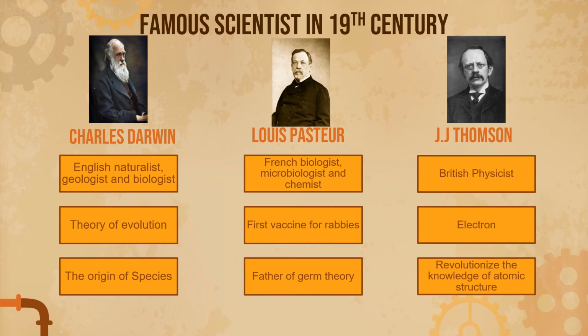Lastly, the famous scientist is J.J. Thomson. J.J. Thomson was a British physicist. He discovered the electron, the first subatomic particle, in his investigation of cathode rays. Apart from that, he also revolutionized the knowledge of atomic structure.